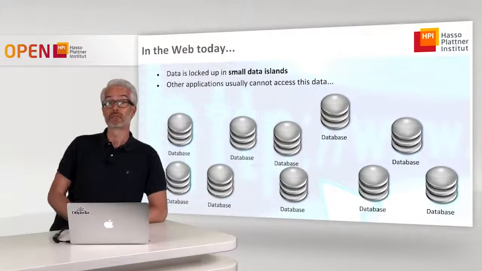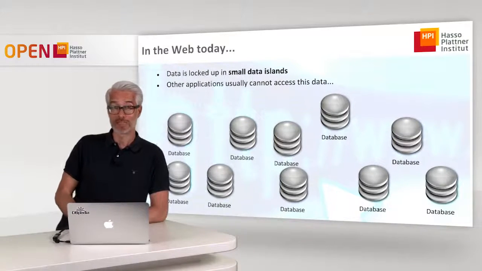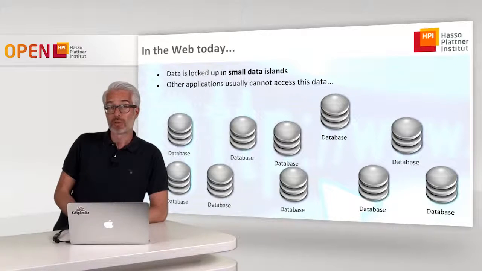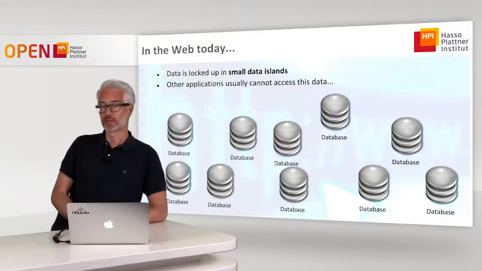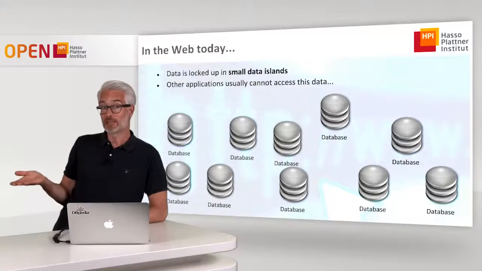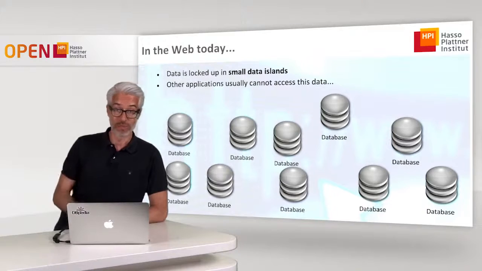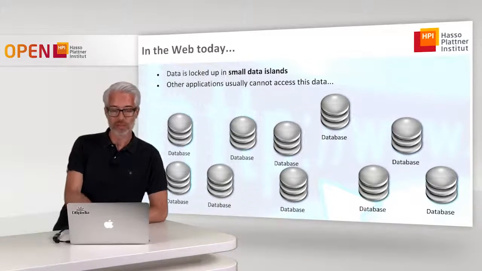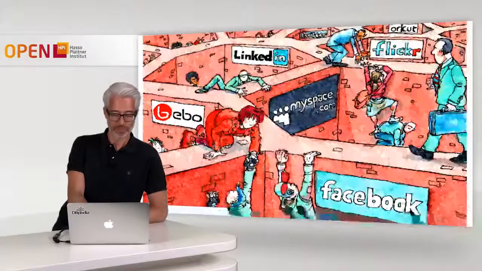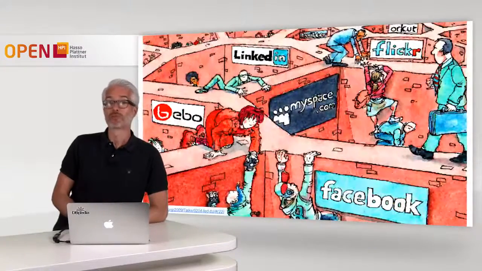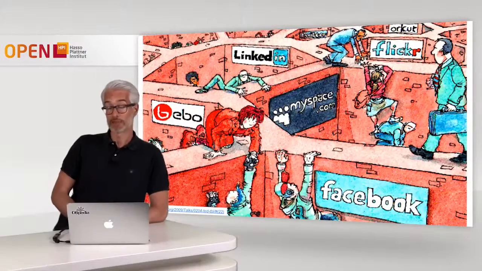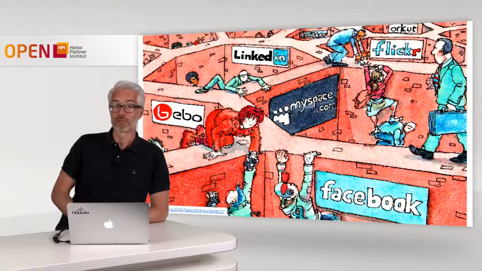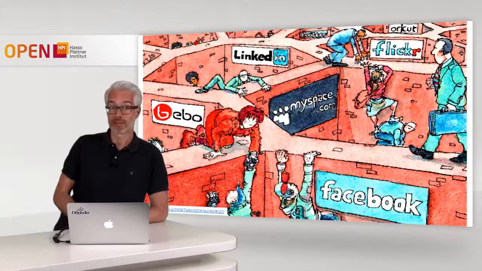So the problem is, in the web today, data is locked up in so-called small data islands, and other applications usually cannot access this data. So you have to use this special proprietary API. You cannot use your Google API to access Amazon data and vice versa. So this is rather proprietary. You end up in these small islands. So the point is, to get from one island to another, or to connect these islands, you have to climb over really high walls, and this of course means lots of cost, lots of expenses that you have in solving this difficult task.